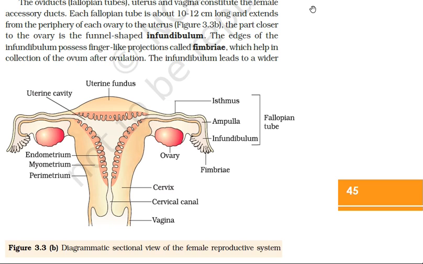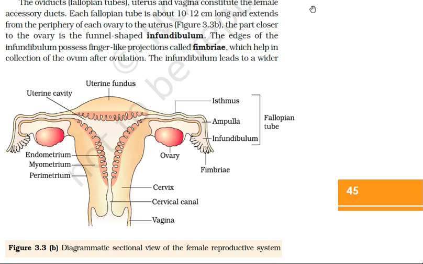The lower portion of the uterus is constricted and it is known as cervix, which opens into vagina. The cavity is called the cervical canal.